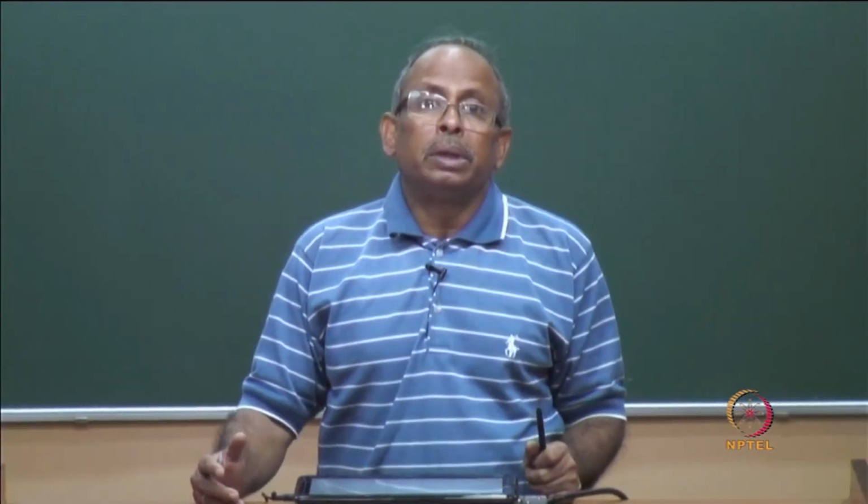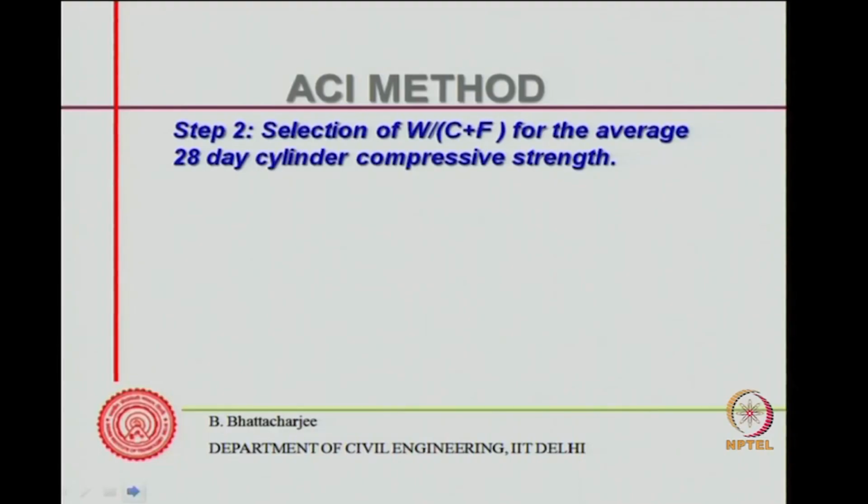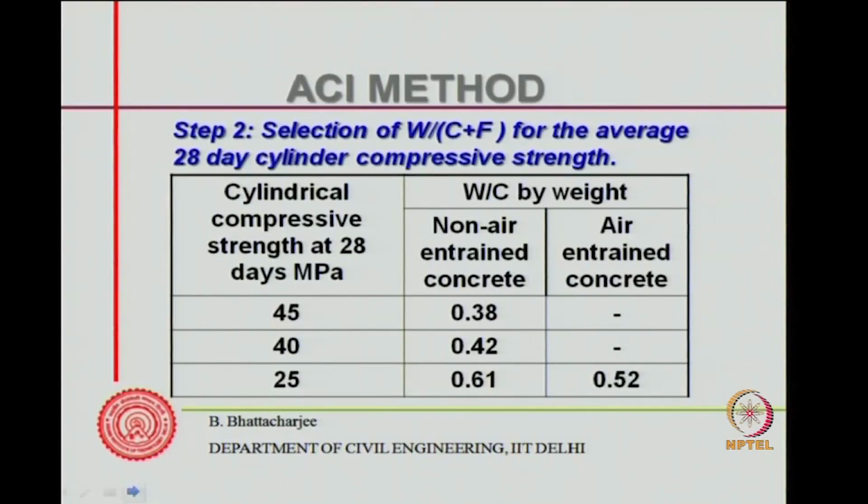Now, the American method of course uses 28-day cylinder compressive strength rather than the cube strength. It uses 28-day cylinder compressive strength, and therefore, for average cylindrical compressive strength at 28 days in terms of MPa, the corresponding water to cement ratio by mass is given for non-air entrained concrete. So, this is given in a table. So, you can distinguish it from the other two methods.